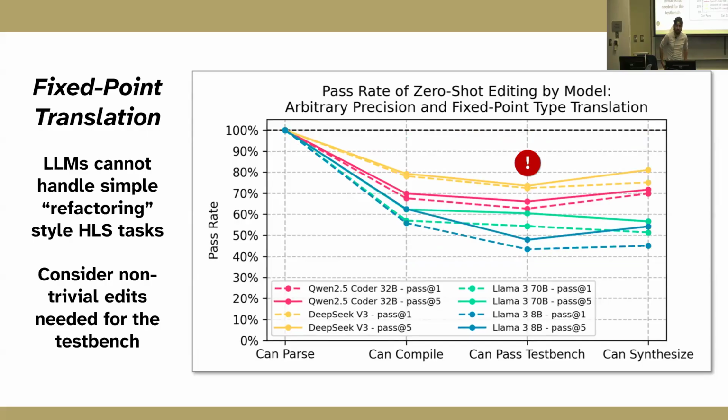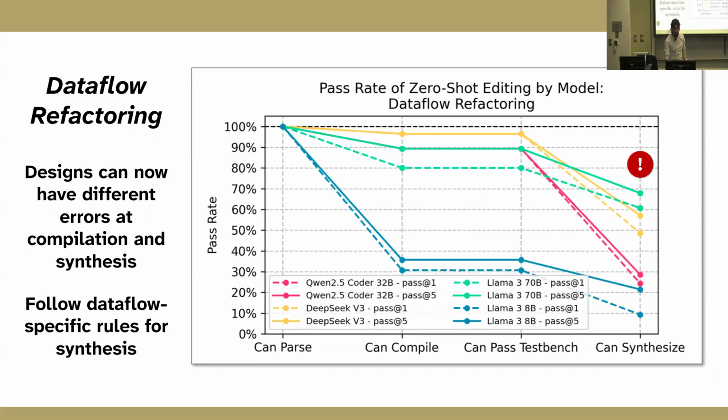Then there was fixed point translation, so turning all the floating point values to fixed point values. For some reason, the models had difficulty with this, mainly because you have to change the data type in your kernel and in the test bench and in your header file, and they all need to line up, right? So I think at the time, these open source models were struggling with that kind of refactoring task across multiple files.